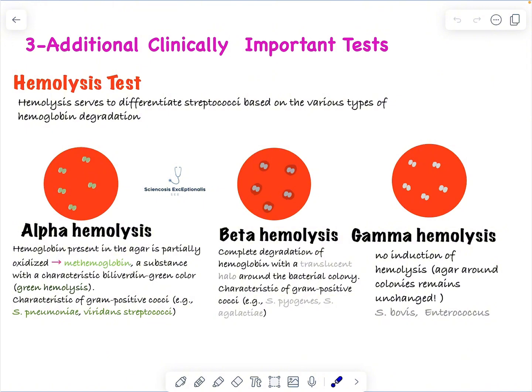Gamma hemolysis, in which there is no induction of hemolysis. That means the agar around the colonies remains unchanged. The bacteria of this group are Streptococcus bovis and Enterococcus.